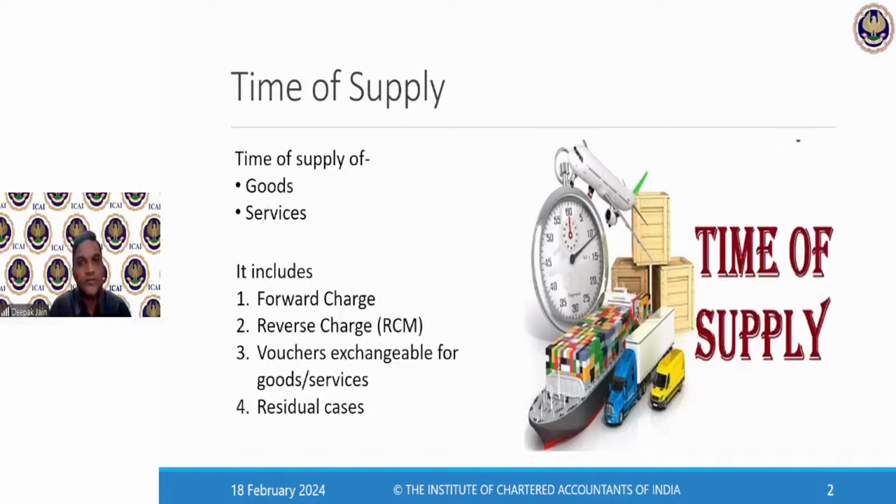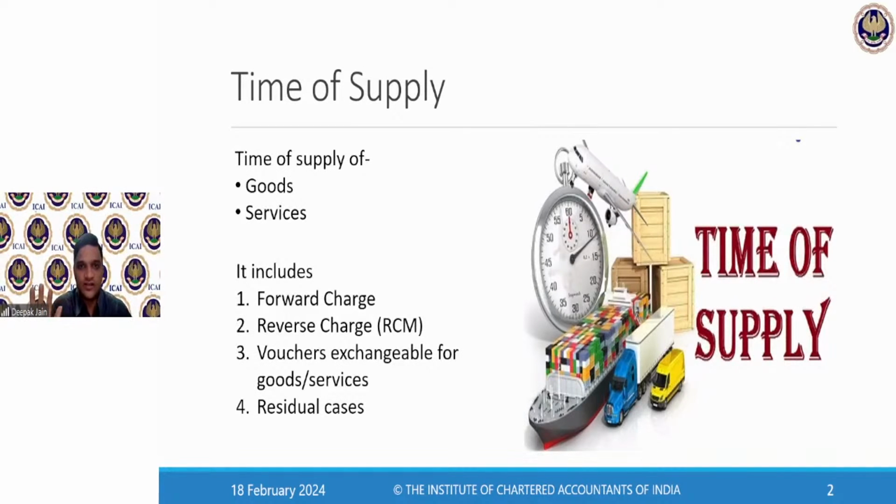So one of them is vouchers. Another one is goods which are sold on returnable basis. Vouchers could be for goods as well as for services. It could be for both. So we'll understand for goods, what is the time of supply for these vouchers, and for services, what is the time of supply for these vouchers.